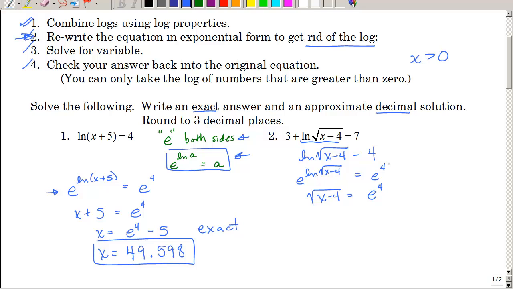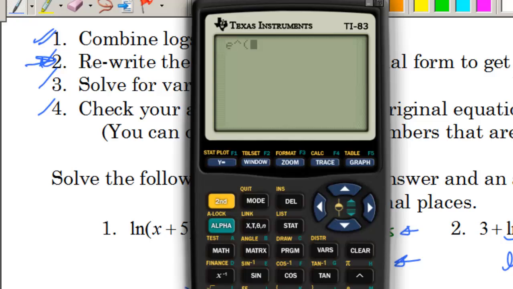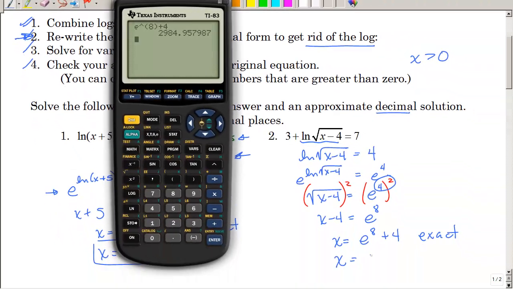How am I going to solve for x? Go back to algebra. What gets rid of a square root is squaring both sides. So we have x minus 4 equals e to the 8th. What do you do with those exponents? Power to a power, you multiply them. And then we get x by itself by adding 4. So again, this is my exact answer. Now I need a decimal approximation. So I need e raised to the 8th power plus 4, and it is approximately 2,984.958. So again, we have a decimal approximation and an exact answer.